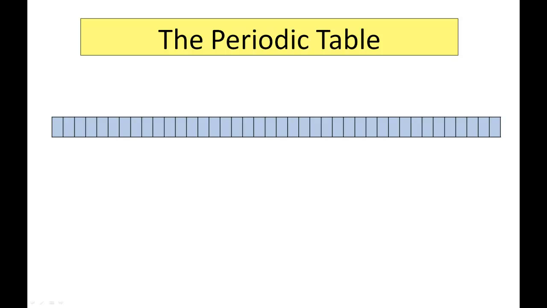So why do we call it the periodic table? The reason is because as we line up the elements in a line, periodically certain patterns come up as you look at their chemical reactivities. Let's take an example of one of these.